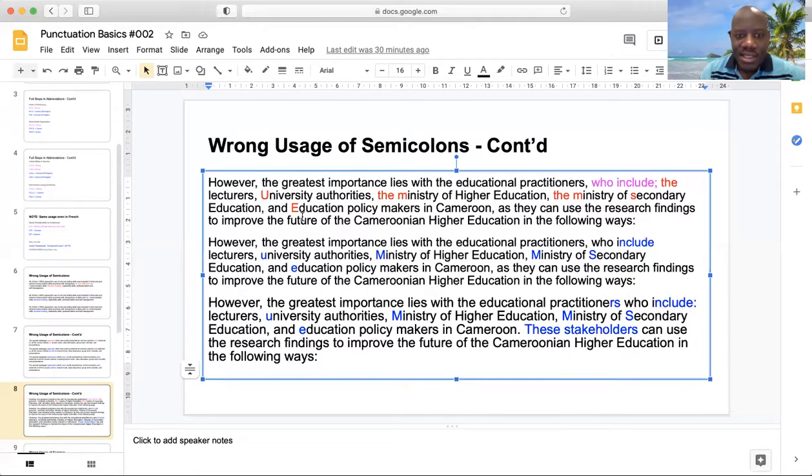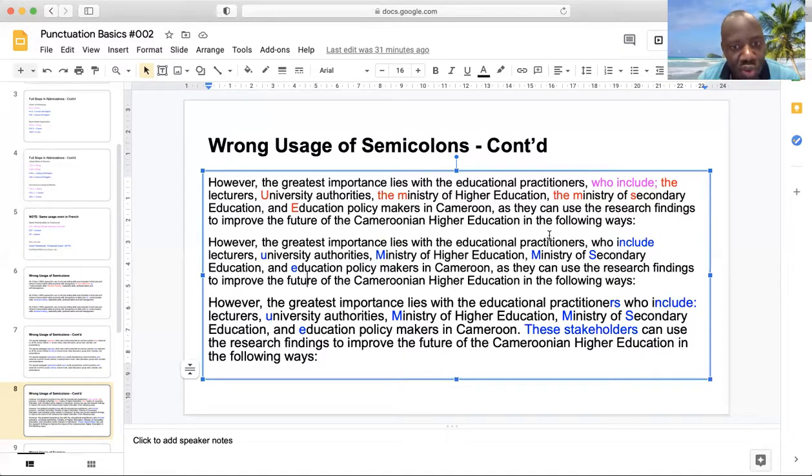Now, this is another sentence. It says, however, the greatest importance lies with the educational practitioners who include the lecturers, university authorities, the ministry, small m, the ministry, small s, education, capital letter education. So a good number of things to be corrected. But we will not go through all of them, because the main thing here is first you need to know that what has brought this sentence here is the wrong use of this semicolon to introduce a list. But because there are many other issues, we will try to straighten as many of them as possible.